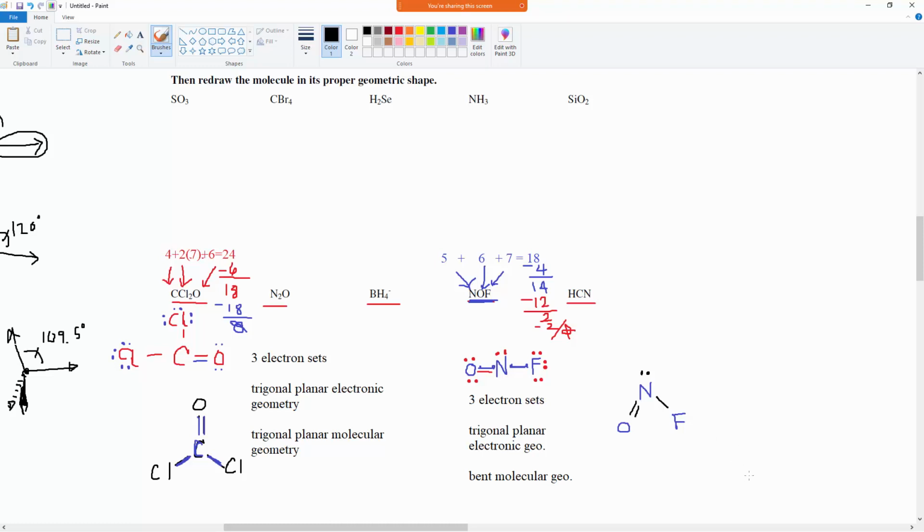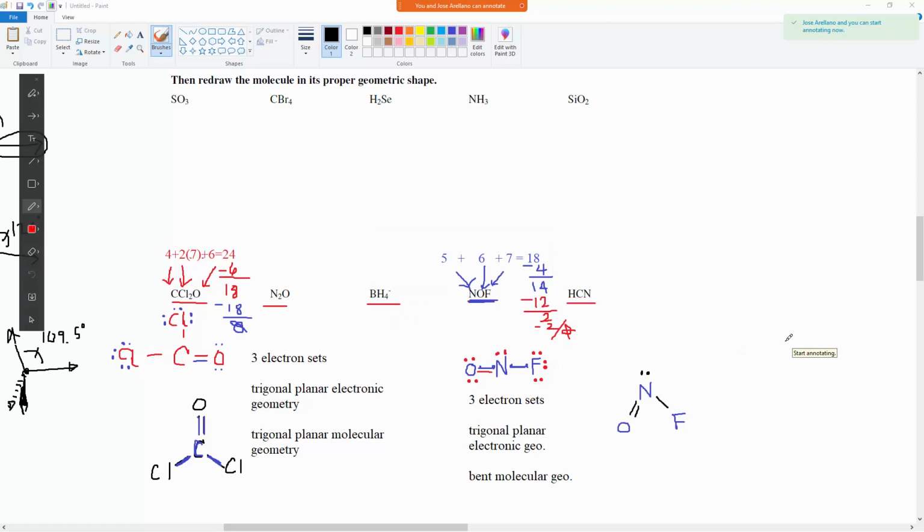Now again, your textbook doesn't talk about electronic geometry, so anytime it talks about geometry or shape, it's talking about molecular geometry or shape. But I will be specific. I will be clear as to whether I'm talking about the molecular or the electronic geometry, like in an exam setting. Okay, I apologize for keeping you just a few minutes over time, but I wanted to do at least a second example here for you guys.